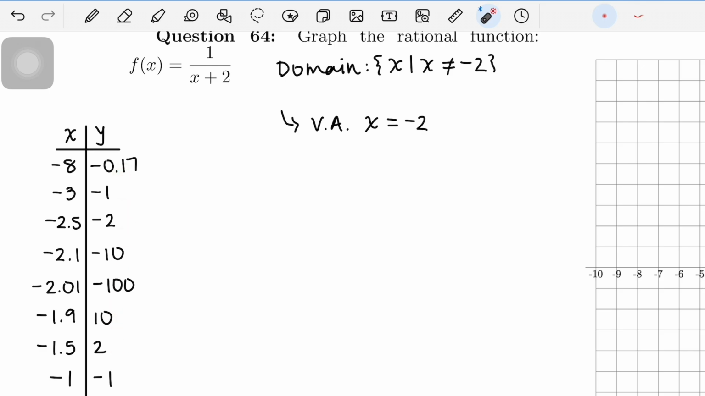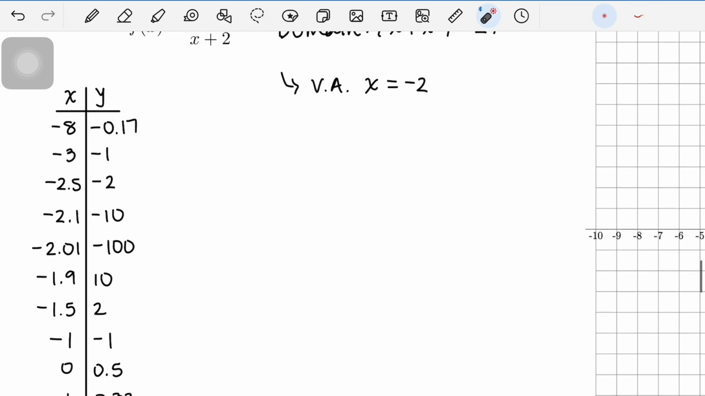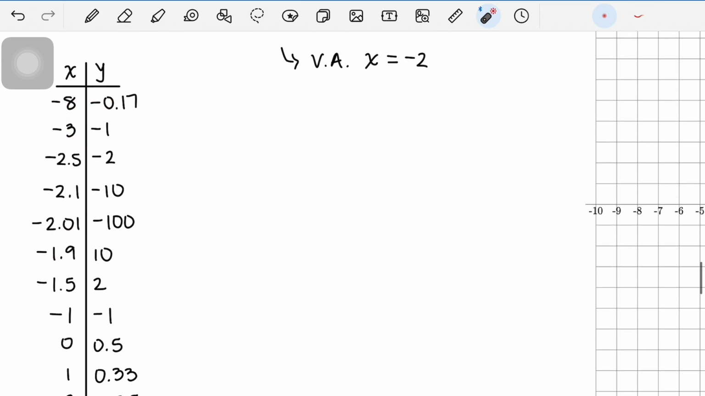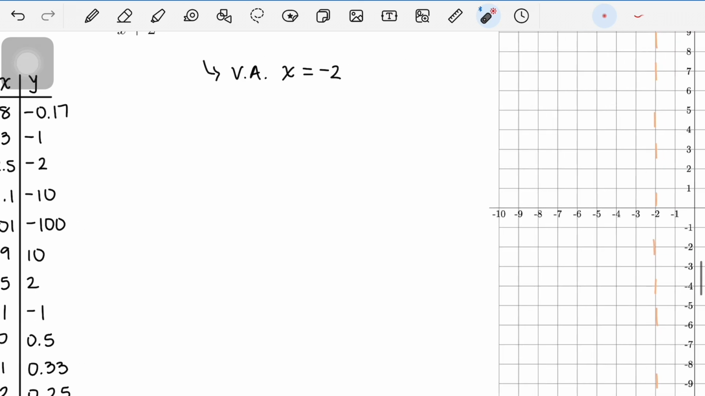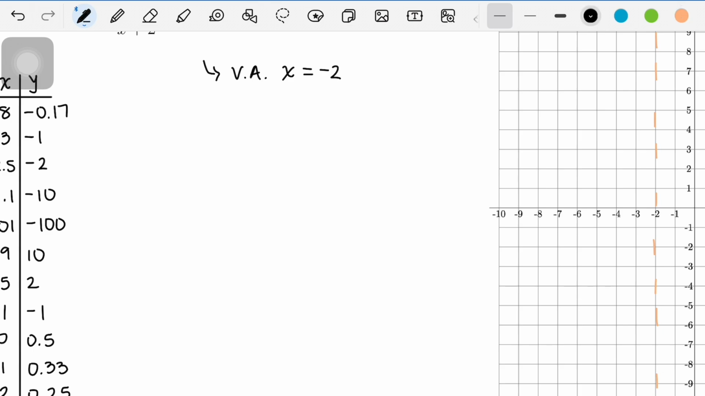And it's always important to plug in some numbers near this vertical asymptote too, so we can see how the function behaves close to this vertical asymptote. So as you can see, we plugged in some numbers here, and these are our output values. So we're just going to plot them on our graph here. So if we have -8, we're going to get -0.17. So somewhere around there.